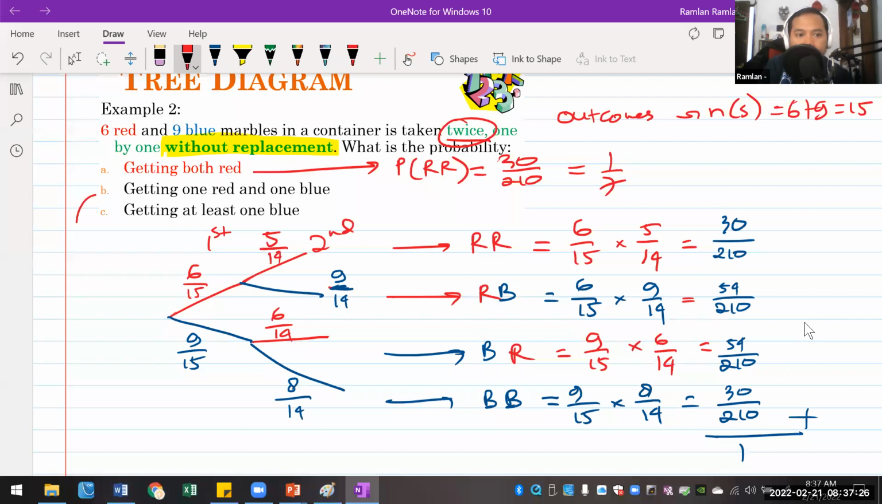Okay, the next one is getting 1 red and 1 blue. Okay, 1 red and 1 blue. Actually, we have 2 of that, right?